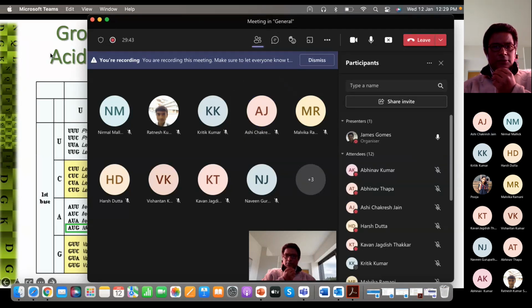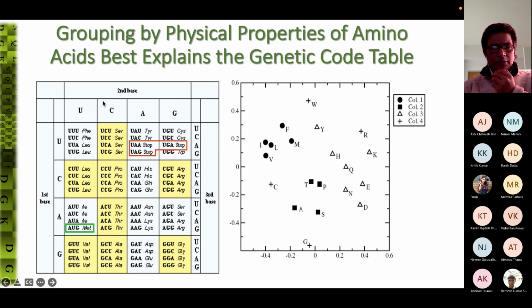Fine. So now I just want to go briefly into 2 aspects of this. Why would we say that this genetic code is good, and is there some lead about how it all evolved? So I'll just spend some time on that.